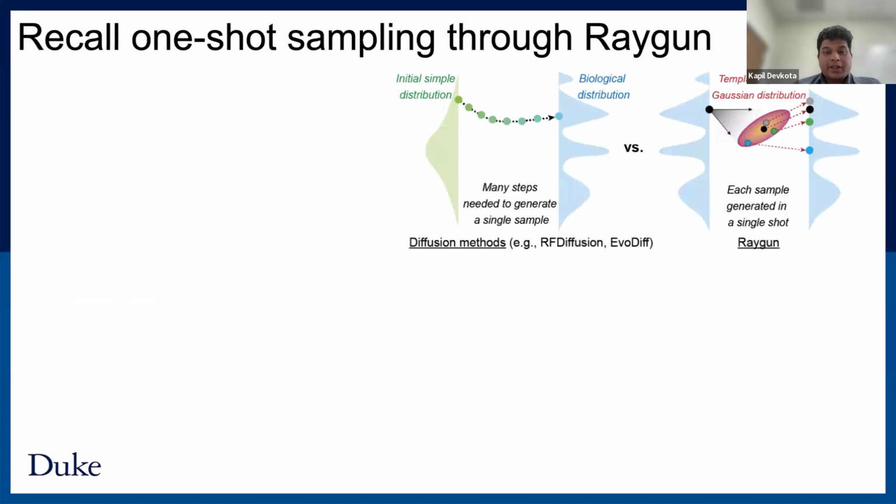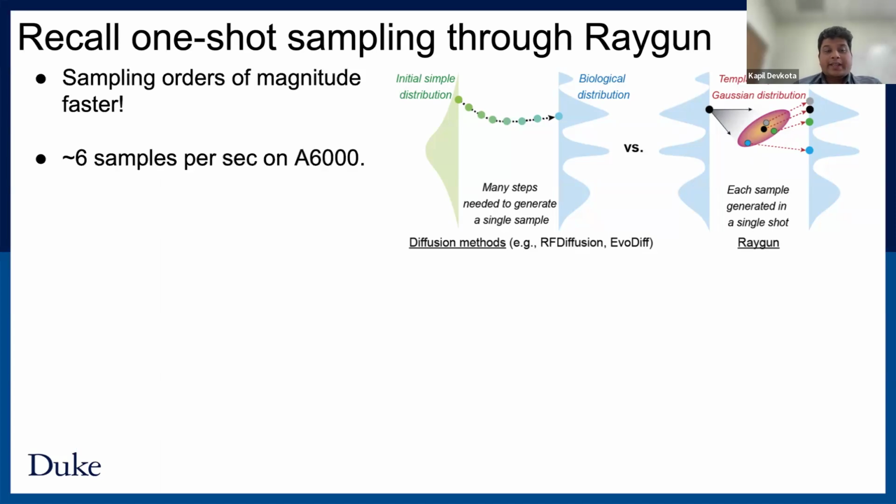For the sampling portion, recall that our one-shot sampling from the reduction layer has made the models orders of magnitude faster. Actually, we can do more than 6 samples per second using simple A6000 GPUs. So we wanted to exploit this high throughput ability of sample generation through Raygun.